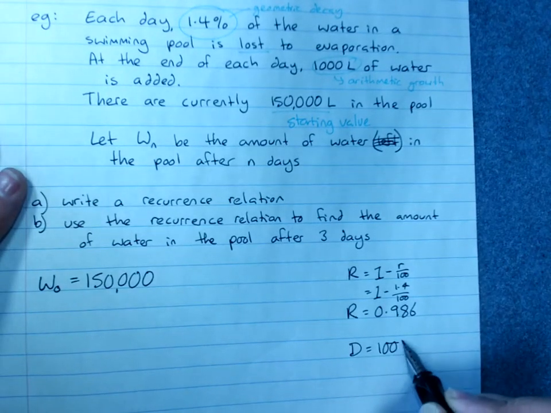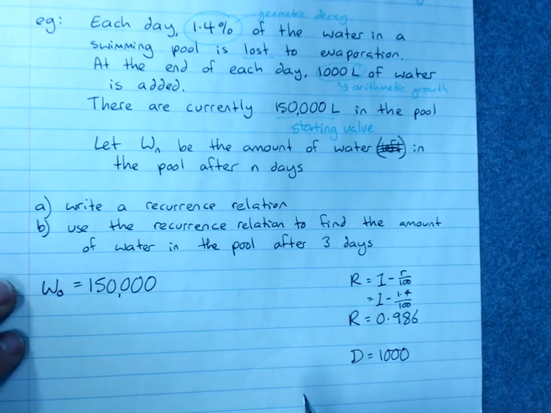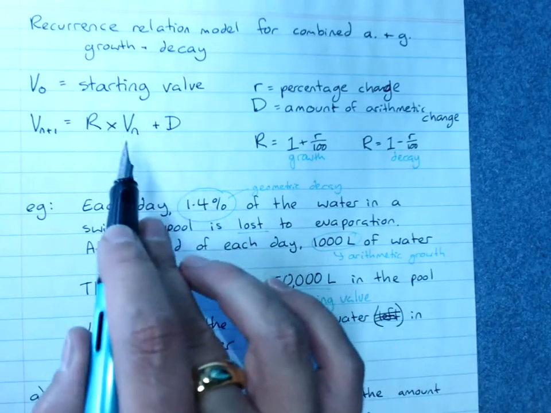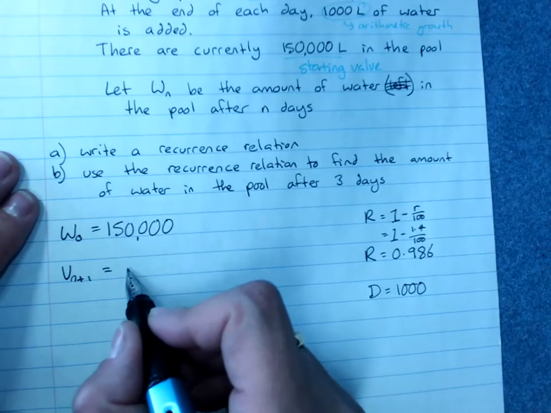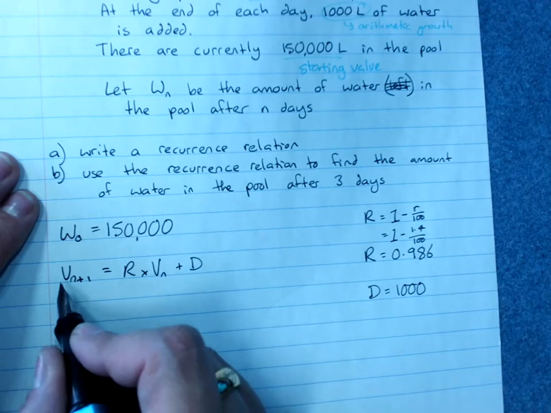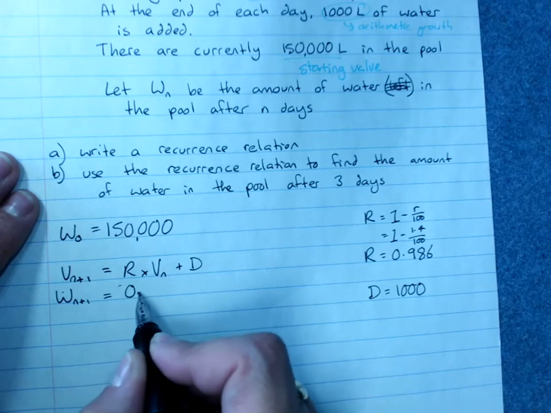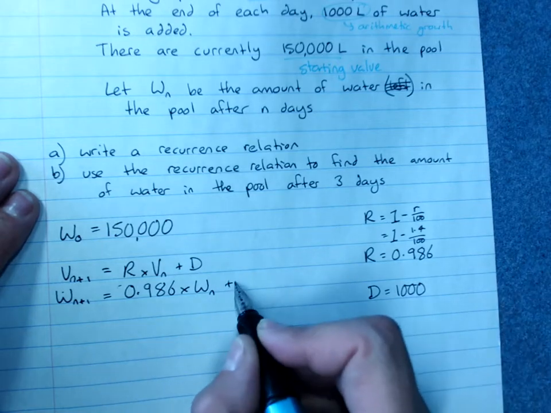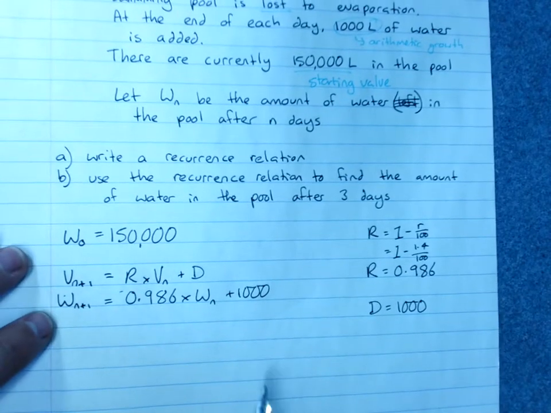D is 1,000, and it's plus 1,000 because it's arithmetic growth, so it's positive. Then you use your combined arithmetic growth and decay. Vn plus 1 is the common ratio times Vn plus D. Substitute it in. This should be W. Wn plus 1 is 0.986 times Wn plus 1,000. That's it. That's our recurrence relationship.